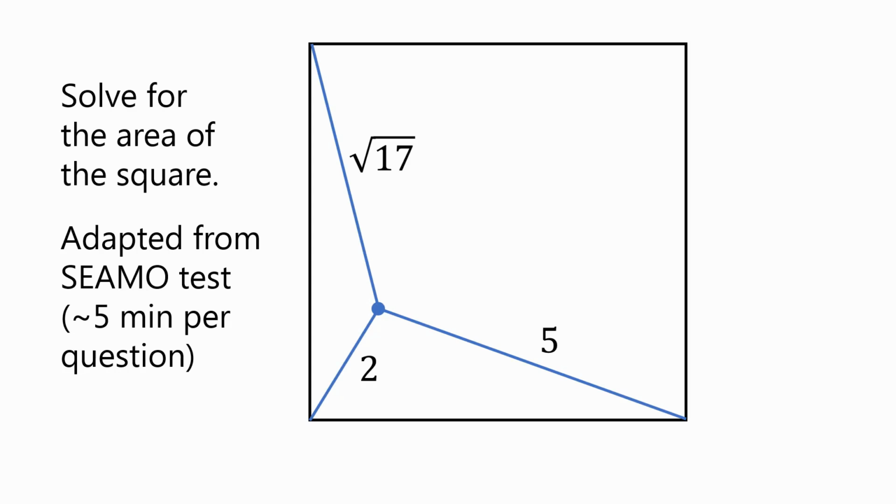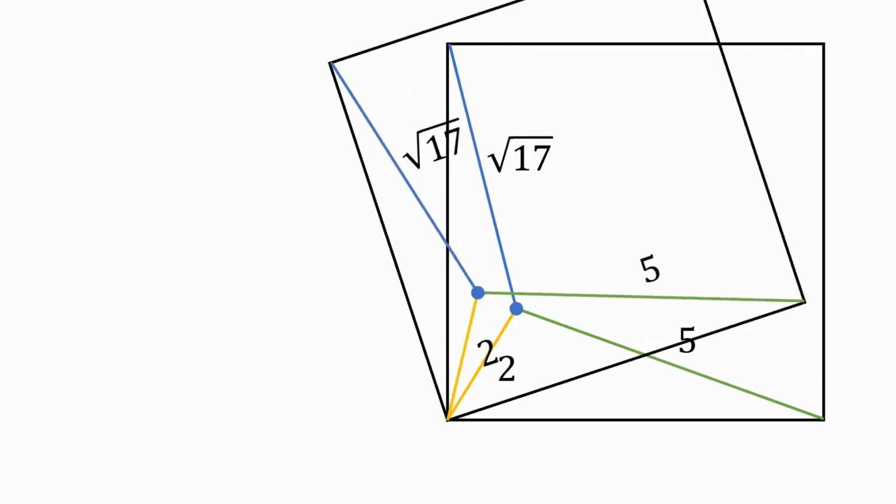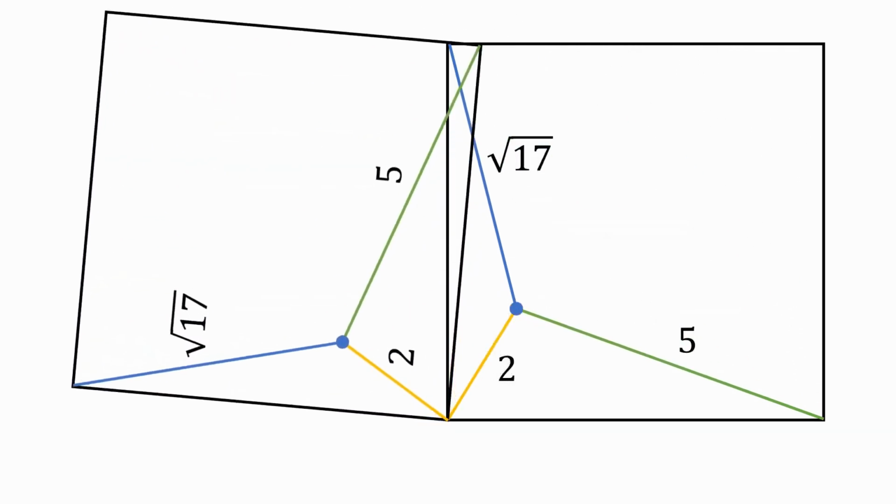This problem can be solved with an interesting technique. We'll rotate the entire diagram from the lower left corner 90 degrees. Now we'll consider the angles in this diagram. Consider this purple angle. Once it's rotated it'll end up right here.